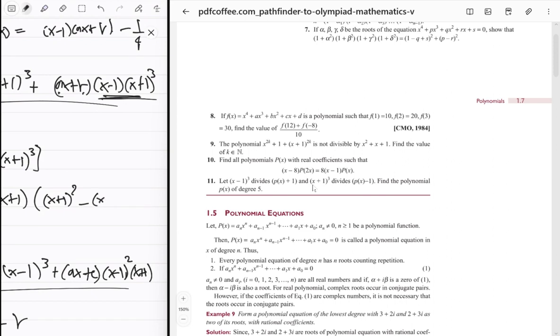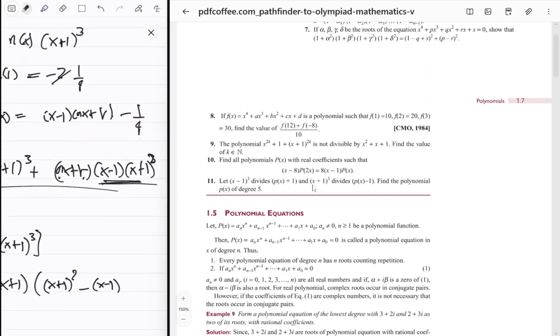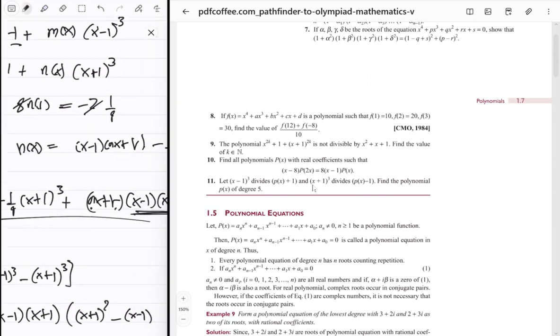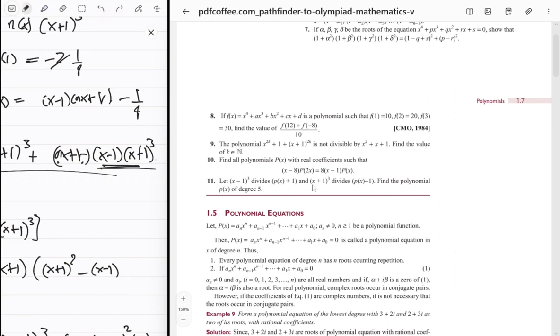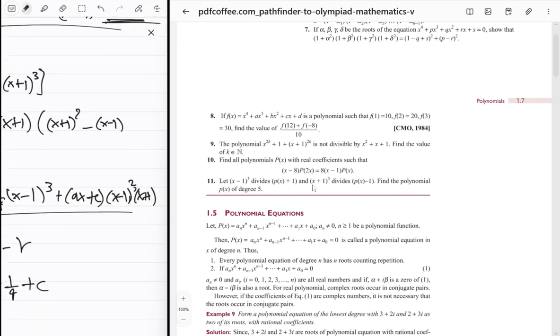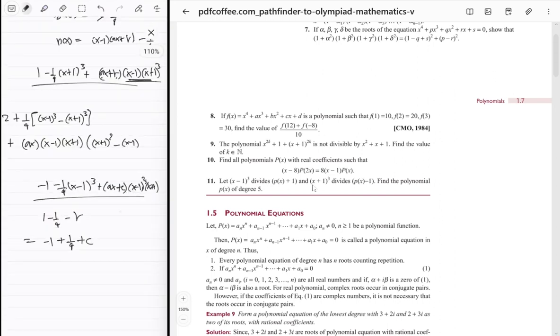(x minus 1) squared. Actually, it's not supposed to be squared. Wait, that's cube. Oh, what happened? Oh yeah, that's supposed to be cube. This is also supposed to be cube actually. Then we messed up. Didn't we mess up? Oh yeah, we really did mess up. It's supposed to be negative c over there. Almost messed up. Well, whatever.